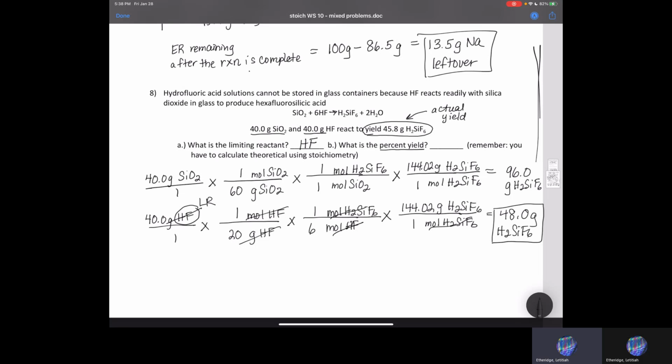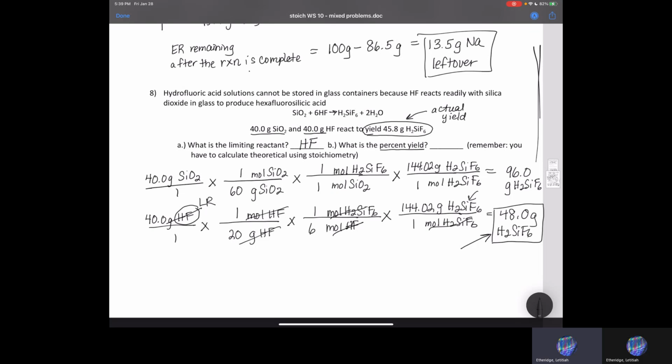Now it's asking me for percent yield. So to figure it out, I need to figure out my theoretical yield. And I am going to do that by looking at what I theoretically make. Okay, so the reason why I went to H2SiF6 is because that's what the question is asking me for. So I know that what I'm going to theoretically make is going to be 48 grams.